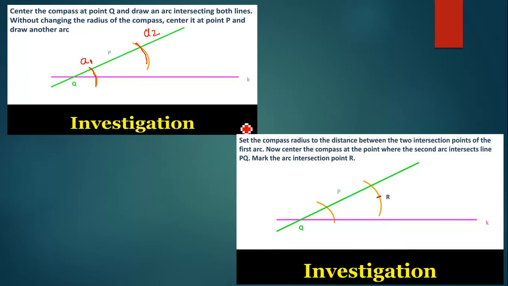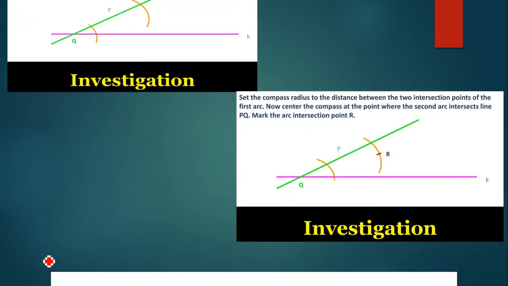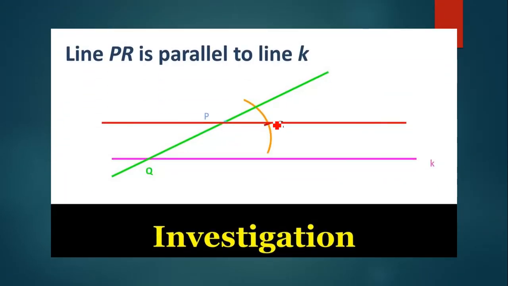Now set the compass radius to the distance between the two intersection points of the first arc, and now center the compass at the point where the second arc intersects, marked as PQ. Mark this arc at the intersection point R. Clear? Now line PR is parallel to line K. This is line K and this is PR. So symbolically, how will you write? PR is parallel to line K.